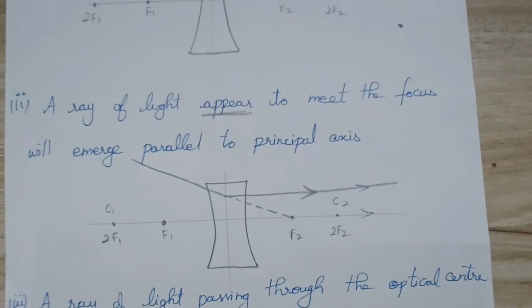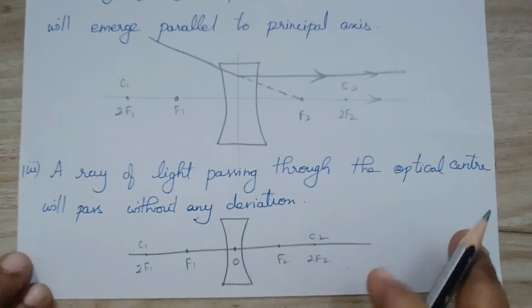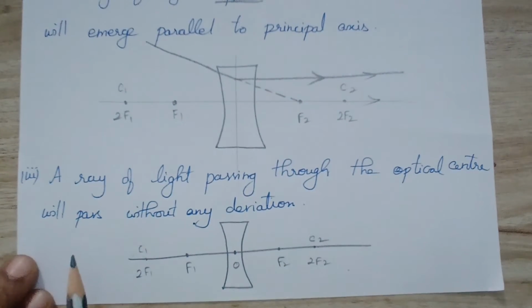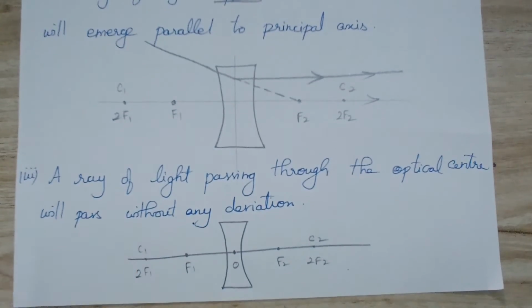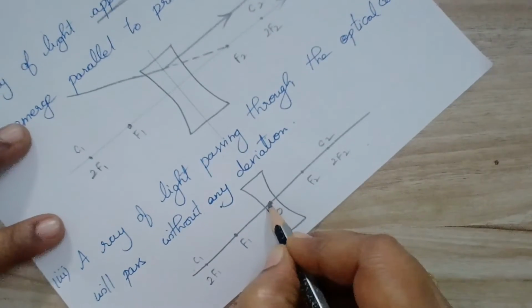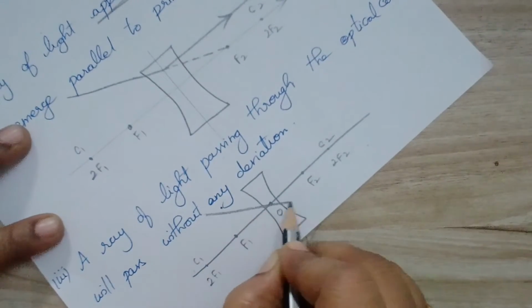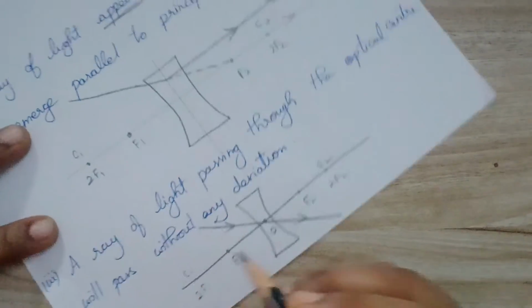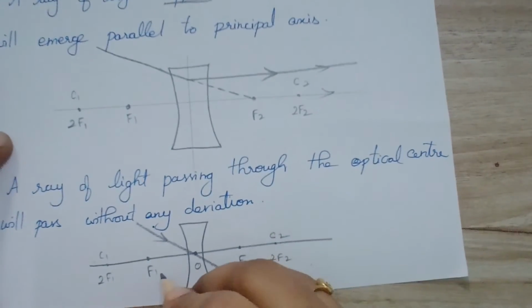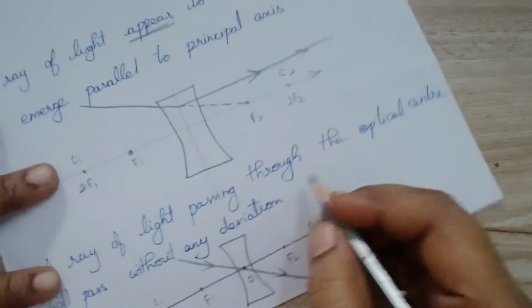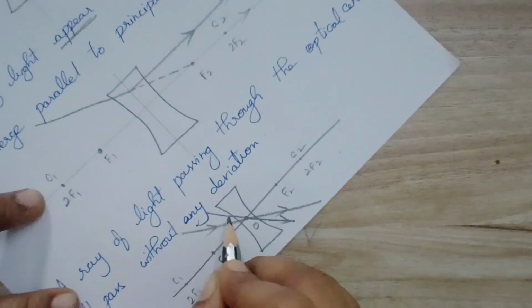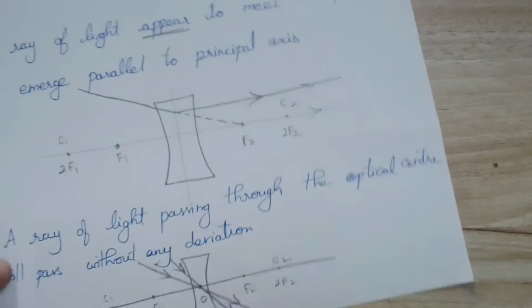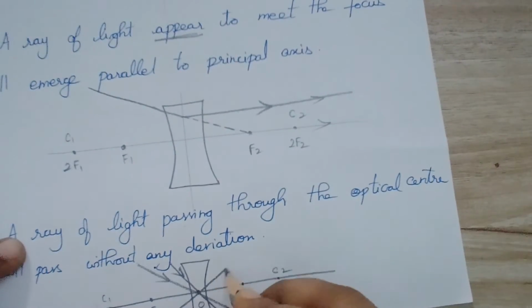Okay, next, the third one is the same for both convex lens and concave lens. A ray of light passing through the optical center will pass without any deviation. There is no deviation. Okay, so this is your optical center. When the light rays pass through this without any deviation, it will go like this.